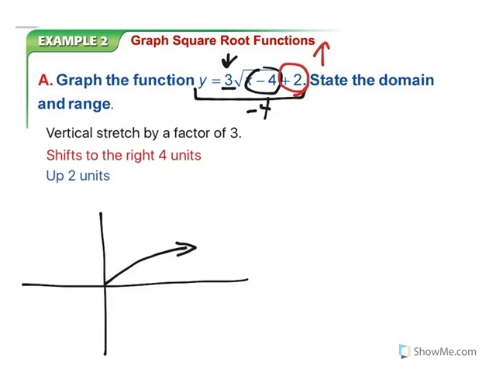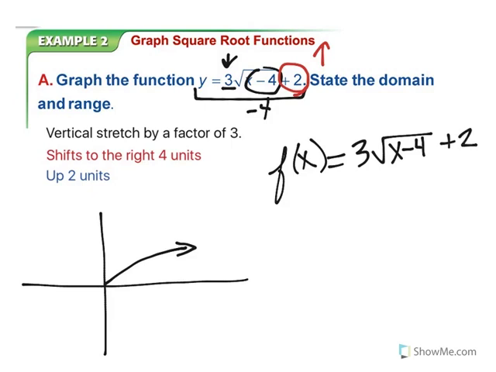Now my new function, once I actually plug it straight into the calculator, exactly the way you see it, in your calculator you'll have f of x equals, and you don't have to type that part, but you can type 3 square root of x minus 4 plus 2. Now sometimes the calculators can get persnickety, so you might have to put a times sign in between the 3 and the square root.